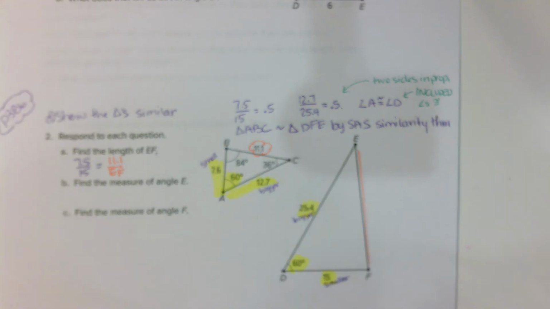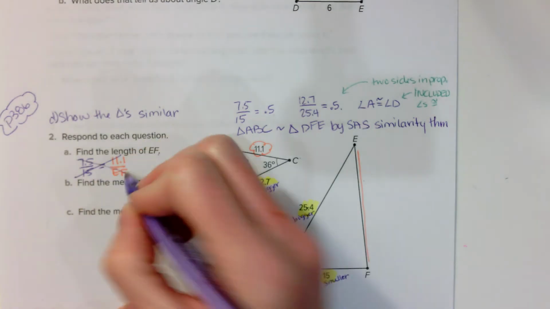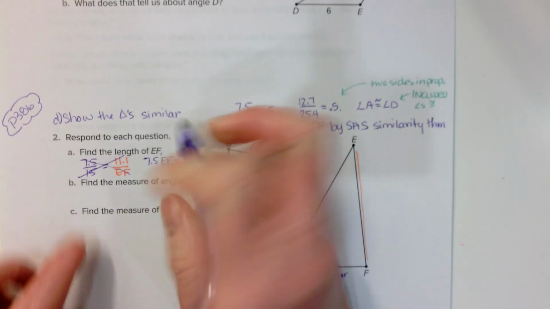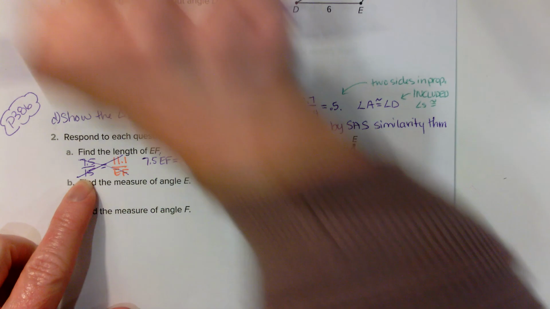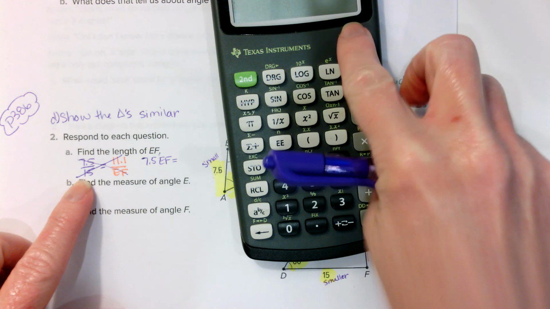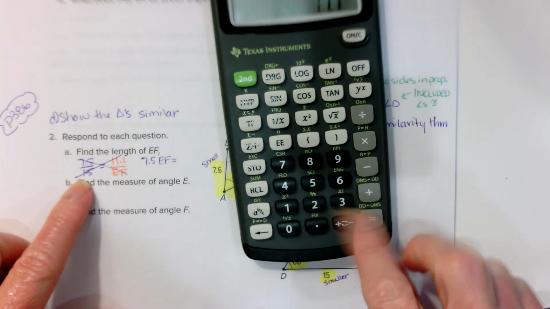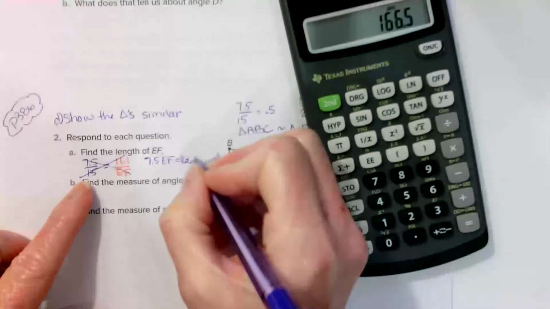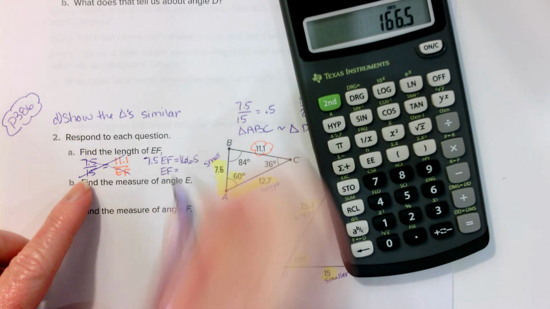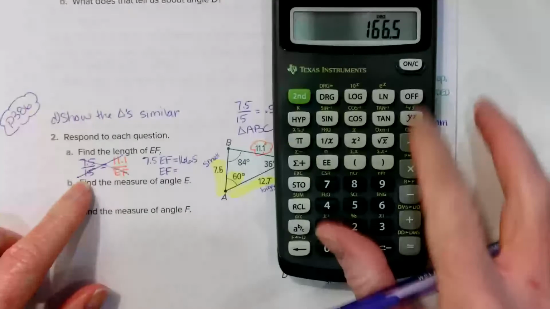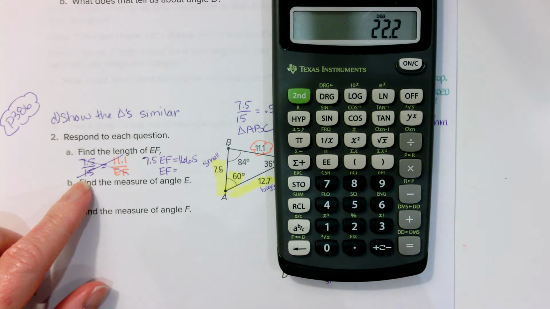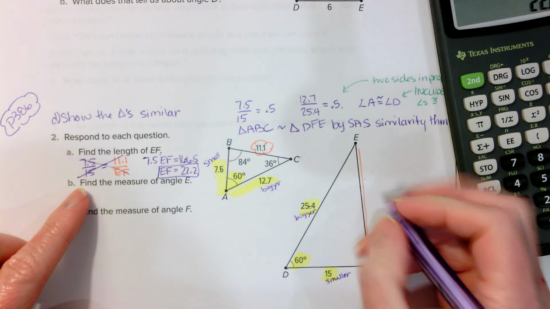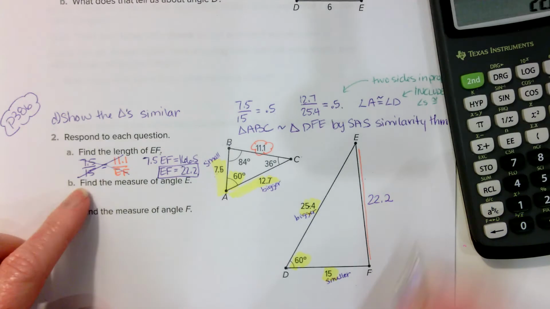Now that I've set up my proportion, I'm going to cross multiply, and I get 7.5 times EF. It doesn't really matter which side you write them on. And 15 times 11.1, which is 166.5. I'm now going to divide both sides by 7.5, and I get 22.2. So I know that EF is 22.2 units.